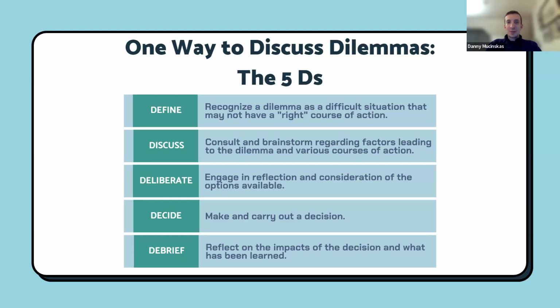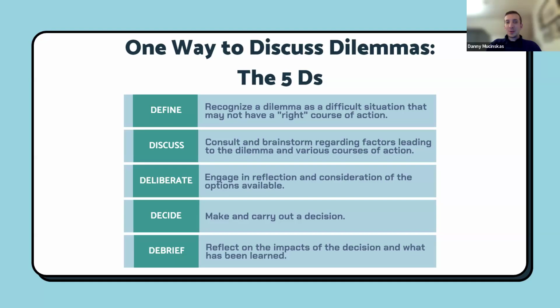So in handling any one particular set of dilemma circumstances, you would first want to define the dilemma. So recognizing, maybe having the sensitivity, as we just talked about in practical wisdom, to recognize a dilemma as a difficult situation that you aren't sure what to do. There's no right course of action. Second, discuss. So consulting and brainstorming with other people, or maybe even having an internal discussion with yourself, knowing to think about the factors that are involved in the situation that are leading to the dilemma and what the various courses of action are.